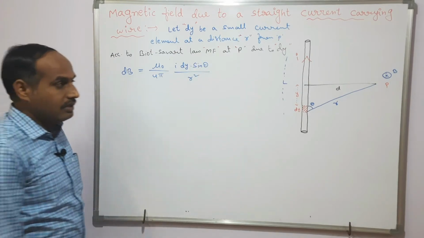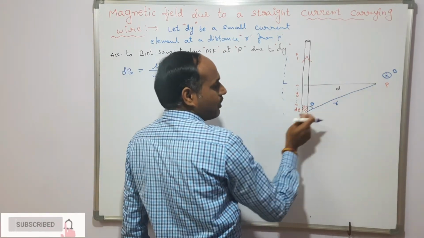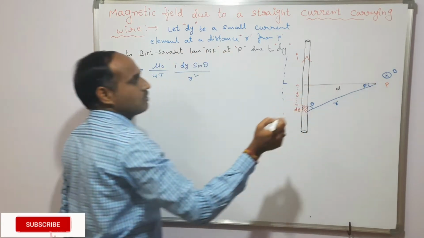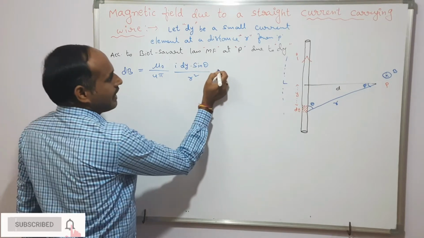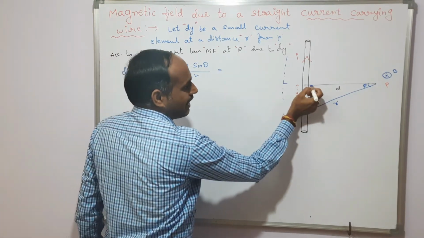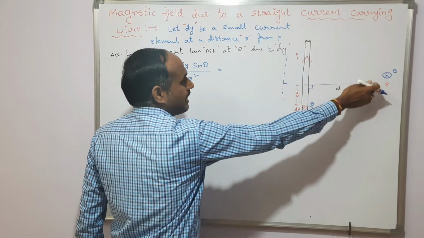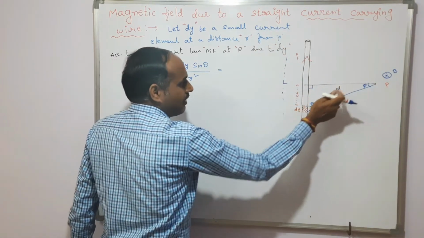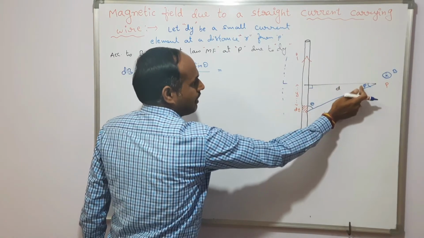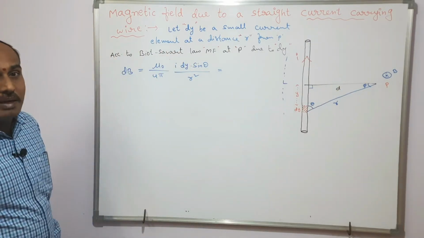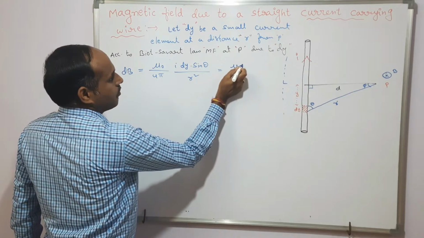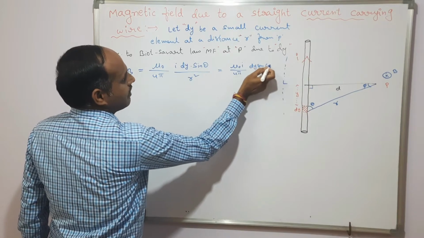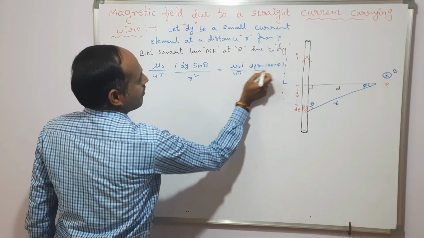The line joining point P to this element makes a certain angle with the normal; I am supposing that angle is phi. Can I write this theta as 90 minus phi? Yes, because the point is at a perpendicular distance from the conductor. So theta can be written as 90 minus phi. Here mu naught by 4 pi, we can write I dy sin of 90 minus phi by r square.